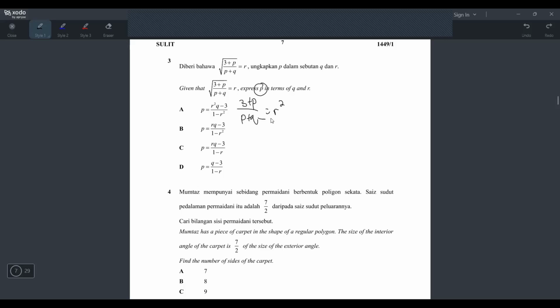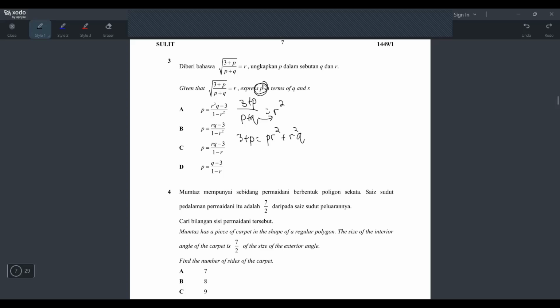We just move the whole thing, P plus Q, up here. When you move it up, it becomes times. So it becomes 3 plus P equals to R square times P plus Q, R square times P, R square times Q. So it will be P R square, or you can write R square P, and then plus R square Q. All right. But since we want to find P, we have to pindah yang ada P on one side, yang tak ada P on the other side.